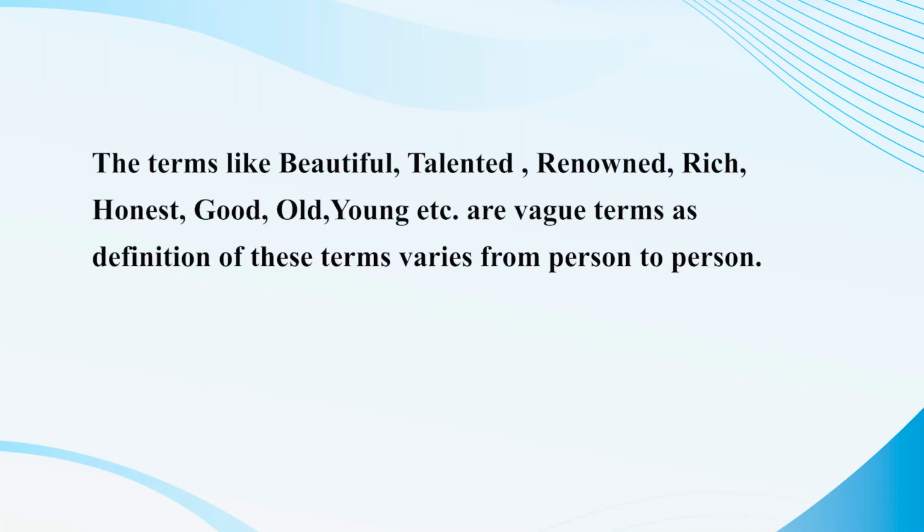Further, like beautiful, there are some other terms such as talented, renowned, rich, honest, good, old, young, etc., which are vague terms. Since criteria for determining these terms varies from person to person, the collection involving these terms will not make a set, as the collection is not well defined.